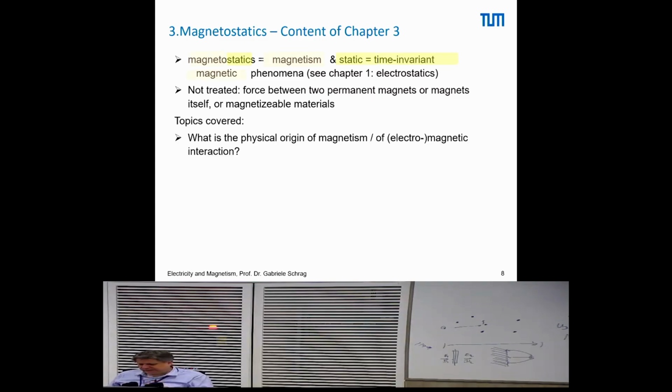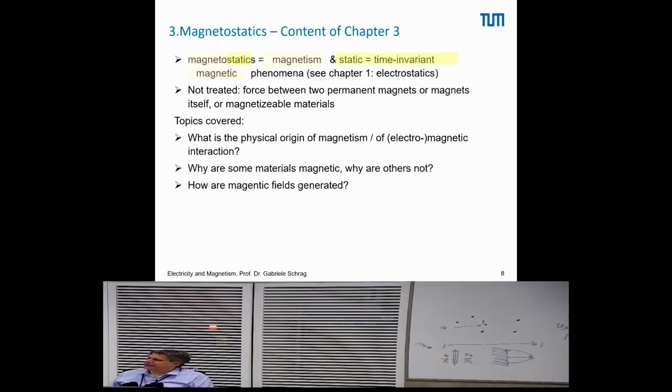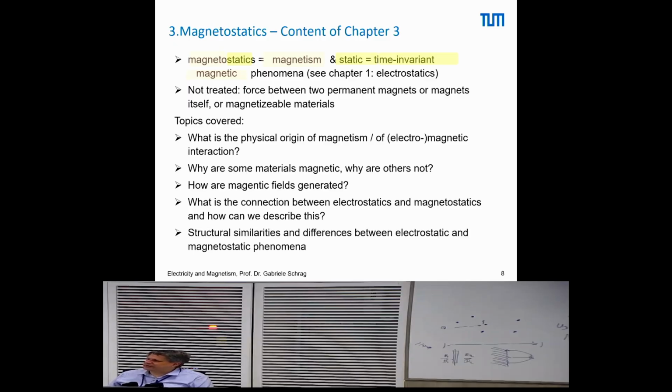So what we'll be covering is the physical origin of magnetism or of the electromagnetic interaction. Why are some materials magnetic and why others not? And how are magnetic fields being generated? What is the connection between electrostatics and magnetostatics, and how can we describe this? And structural similarities and differences between electrostatic and magnetostatic phenomena.